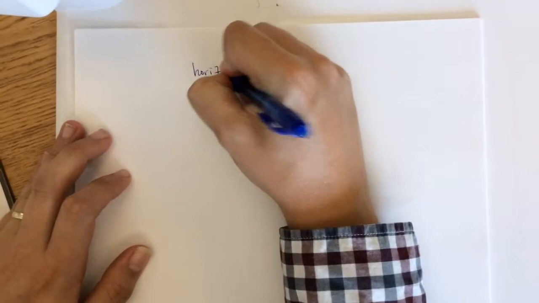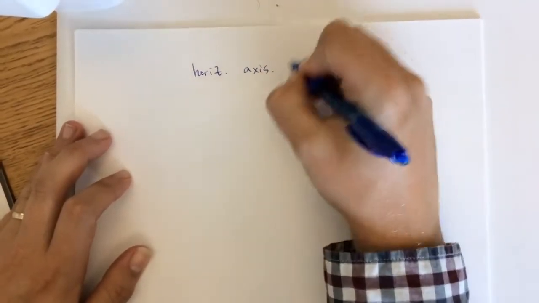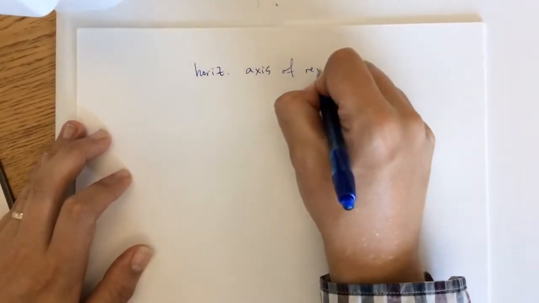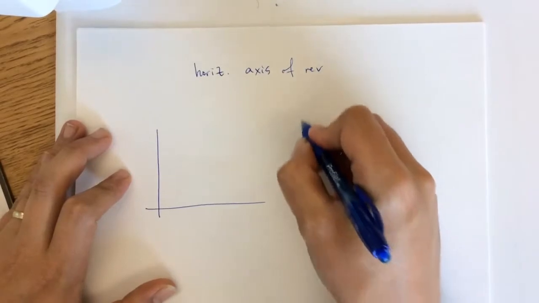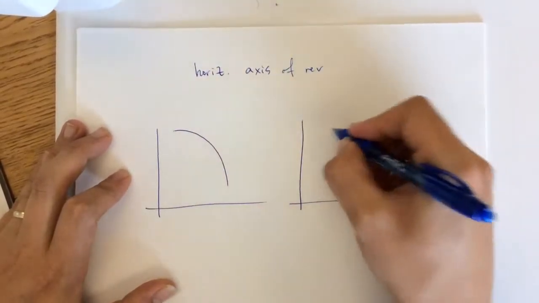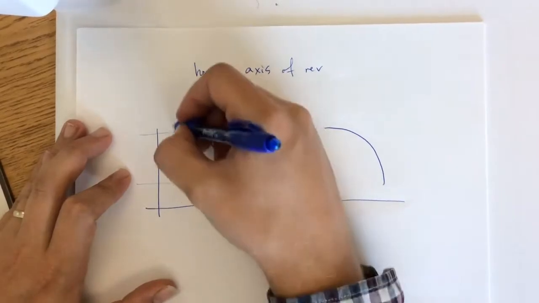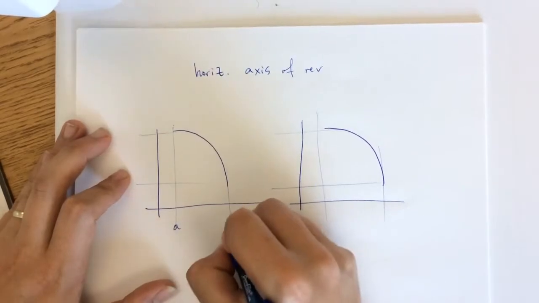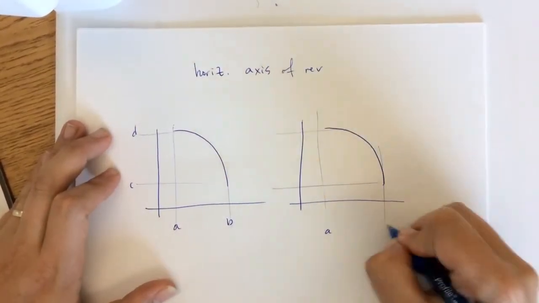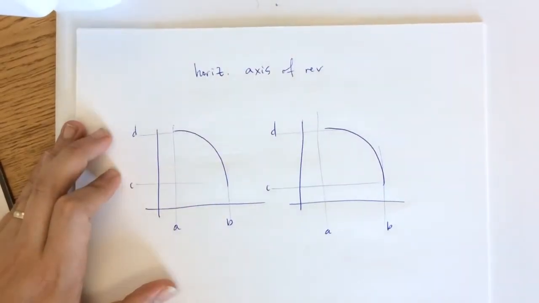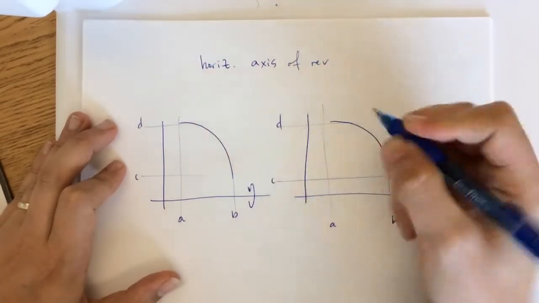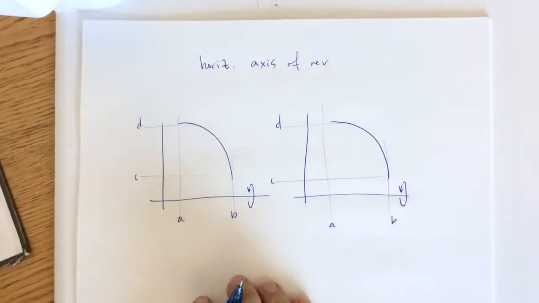So let's take a look at horizontal axes. So for a horizontal axis, we're going to use the same arbitrary function, and the same bounds as we did in the previous demonstration. So we'll let that be a, b, c, and d. Okay, and then suppose this time we're rotating about a horizontal axis.